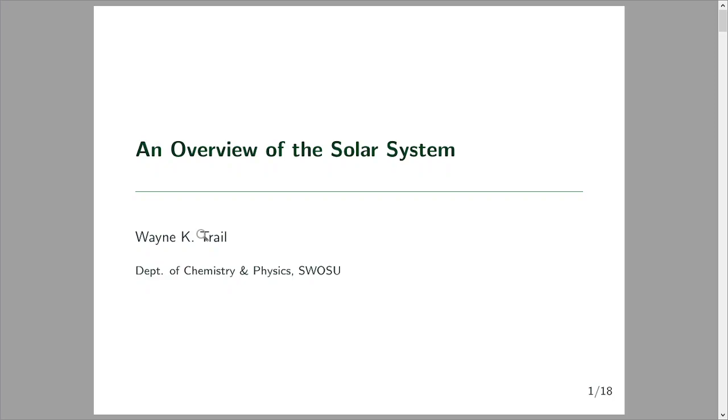So this section is on an overview of the solar system. We're just going to talk about what the solar system is, what's in it, how we identify different objects in it, what its overall size scale is, a little bit about the types of planets and smaller objects, and a little bit about how it formed. So let's get started.